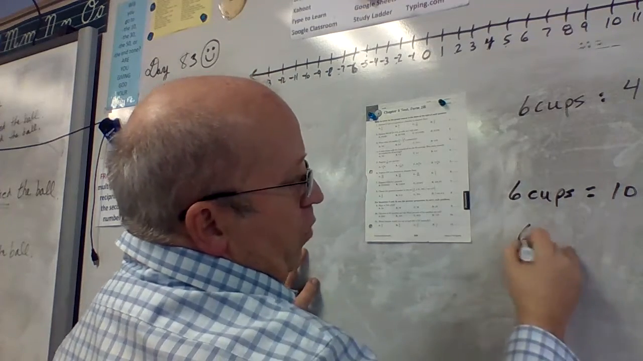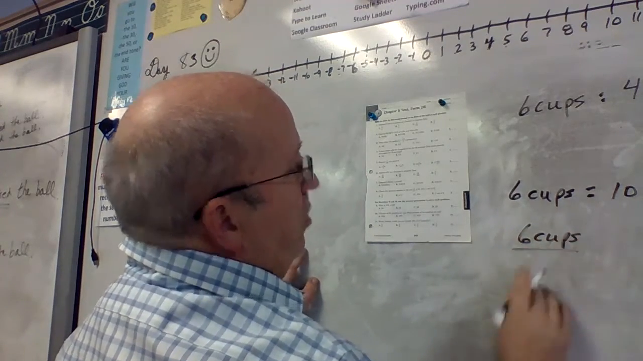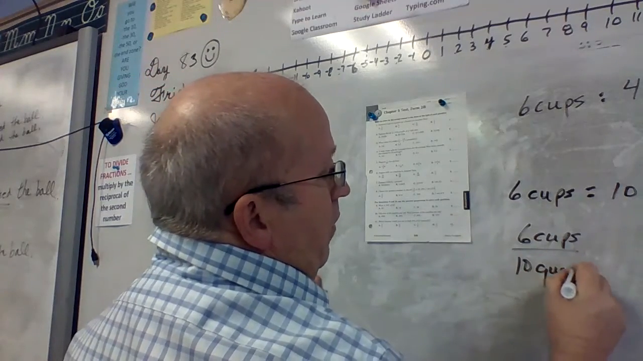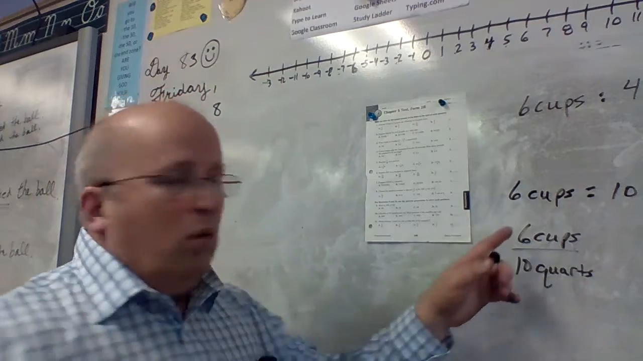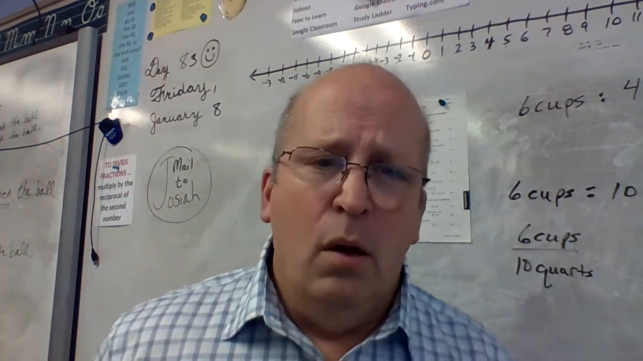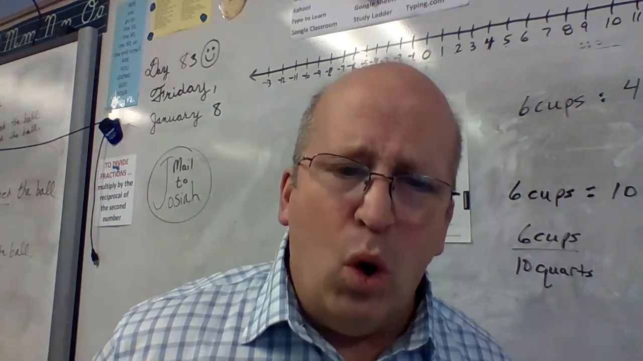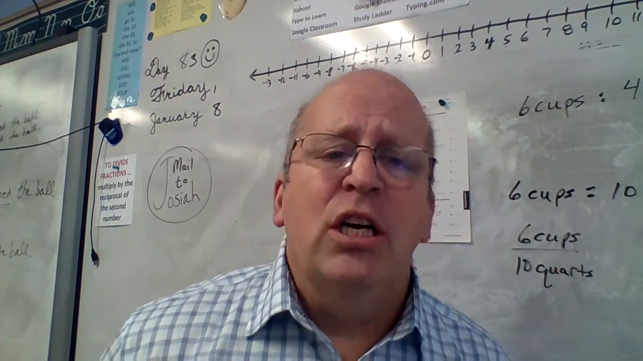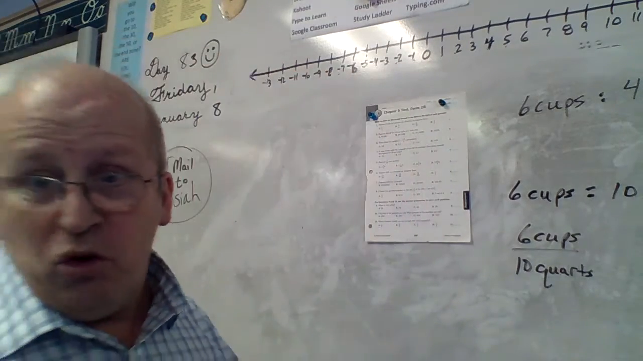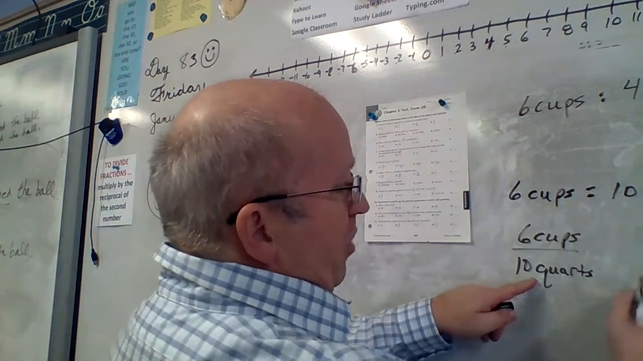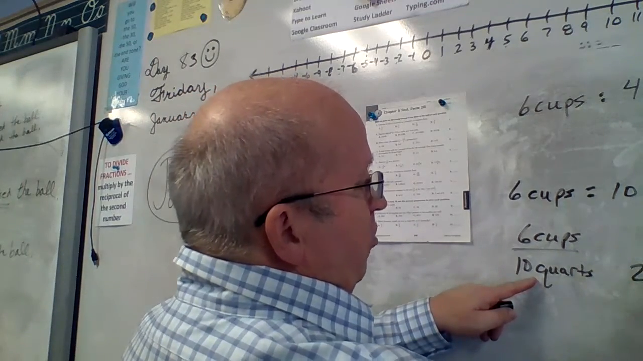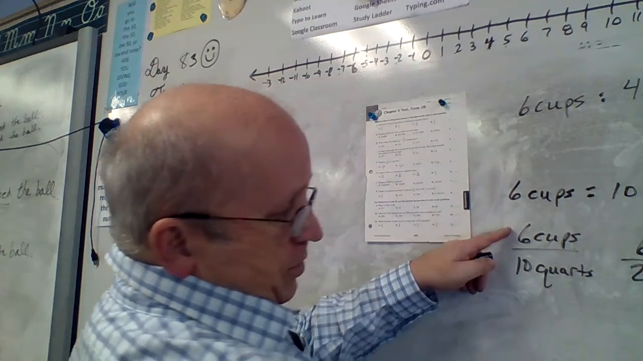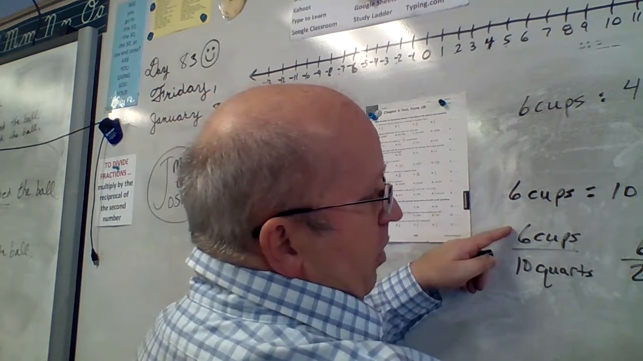Well, first, I'd write it vertically as a fraction, because we know we have to have a fraction sooner or later. Okay? And then I'd think about what I know about cups and quarts. I know that for every quart, there are 2 cups. 2 cups equals a quart. And so I'm going to change this to 20 cups so that I can match the same label with the 6 cups. And then I'm going to simplify it.